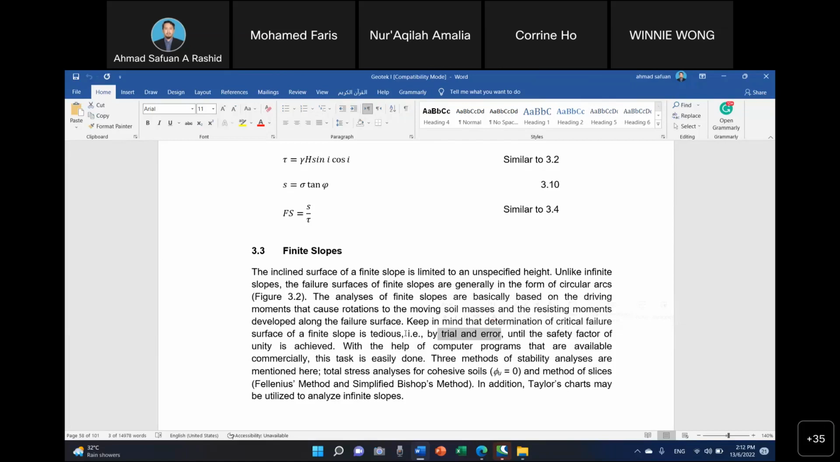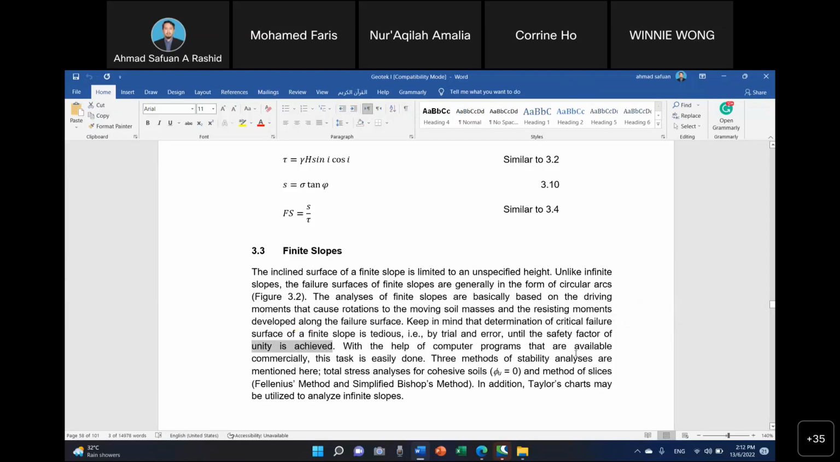Then we need to use a method whereby we plot a graph until a safety factor of unity is achieved. We may go through the example later on. With the help of commercially available computer programs, this task is easily done.